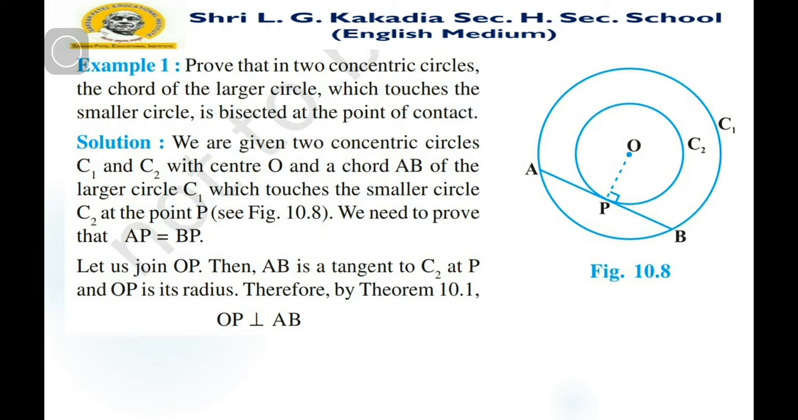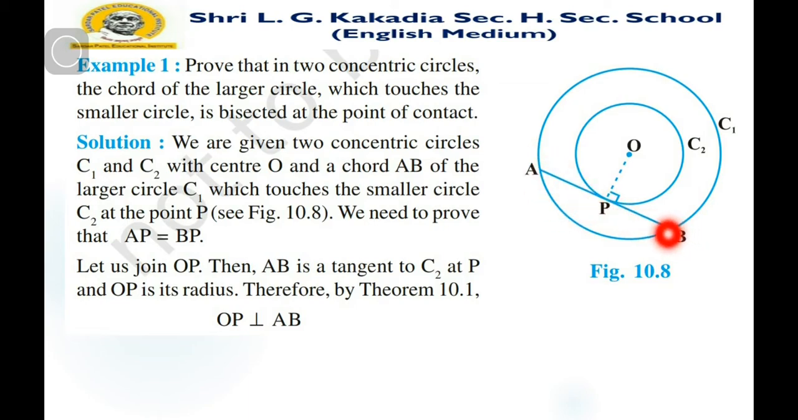Here is example number 1. Prove that in two concentric circles, the chord of the large circle which touches the smaller circle is bisected at the point of contact. So here are given two concentric circles, and one chord of the large circle C1, and it touches C2 at a point P. We are going to prove that OP is a bisector of AB.